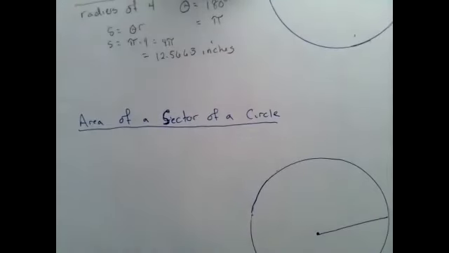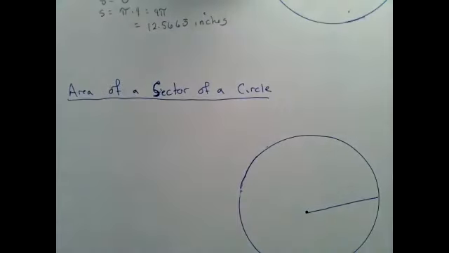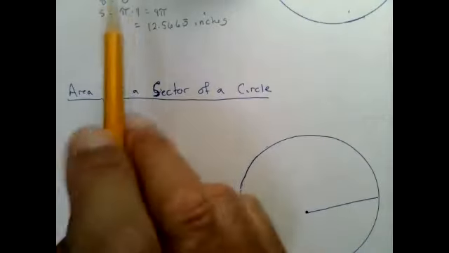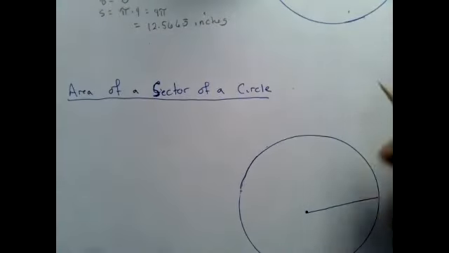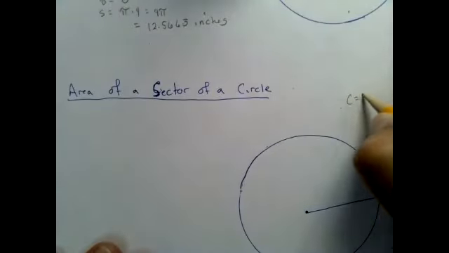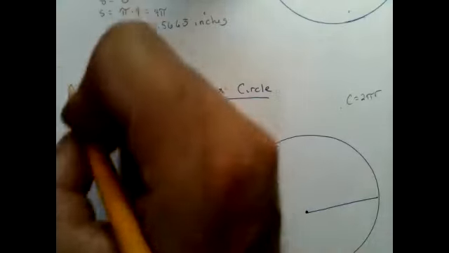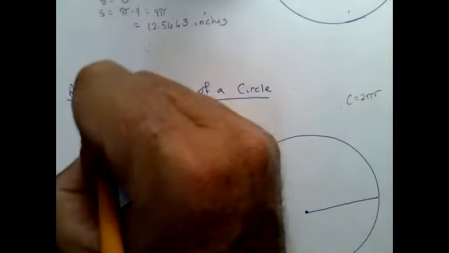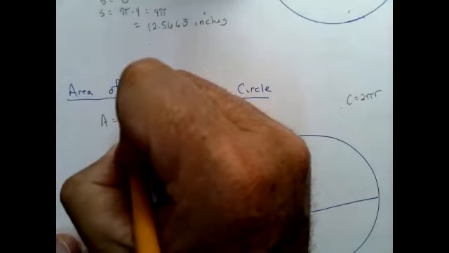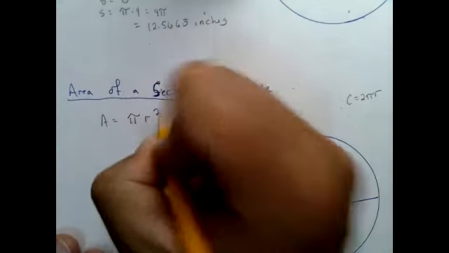Second part of 3.2 is something called the area of a circle. So now I'm going to build on something I already know. Up above, I knew that circumference equals 2 pi r. And the only other thing I really know about a circle is that, well, this is the word area, and the area of a circle is pi r squared.